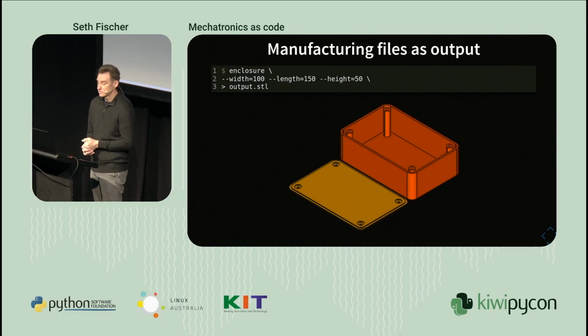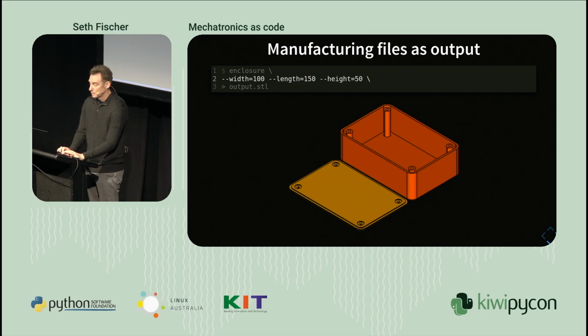Another reason to use programmatic design is we can have manufacturing files as an output of our programs or applications. In this example, we have an app which will design an enclosure for us. We can put in a width, a length, and a height, and then the program will create a box for us with those dimensions. This is an example of parametric design, which means a program is not limited to creating an enclosure of a single size.